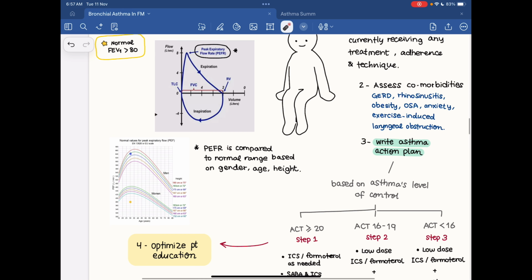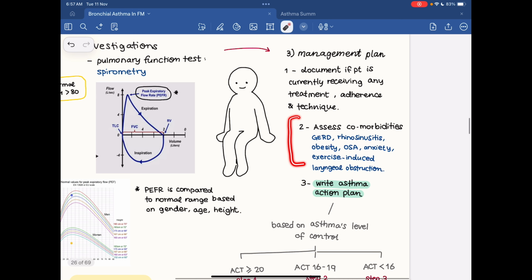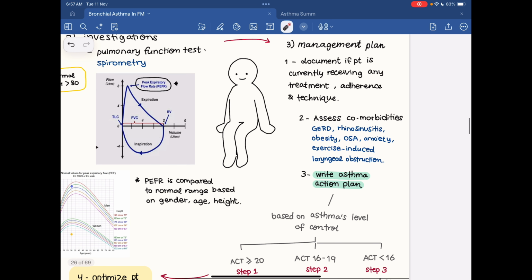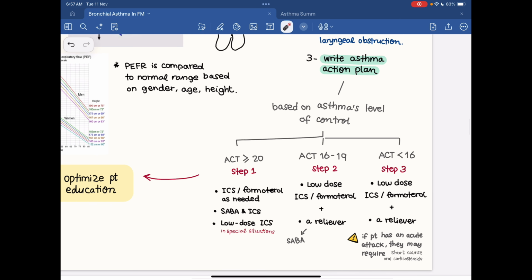And then we're going to compare the peak expiratory flow rate. After that, we have a management plan. We're going to document if the patient's currently on any treatment, assess for comorbidities, and write the action plan. The action plan is based on the patient's level of control. If ACT is 20 or more, we go for step 1. ACT is 16 to 19, we go for step 2. And ACT less than 16, we go for step 3.